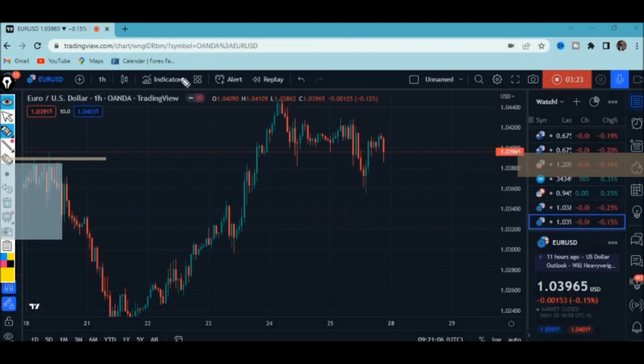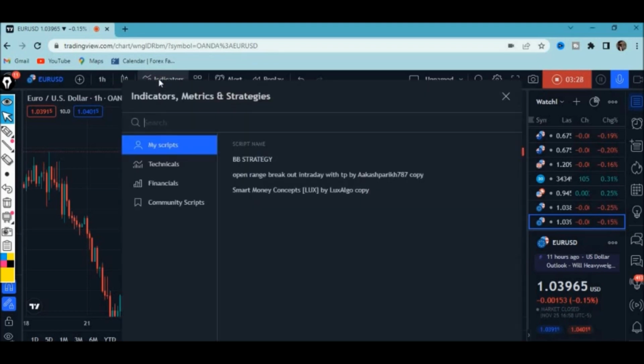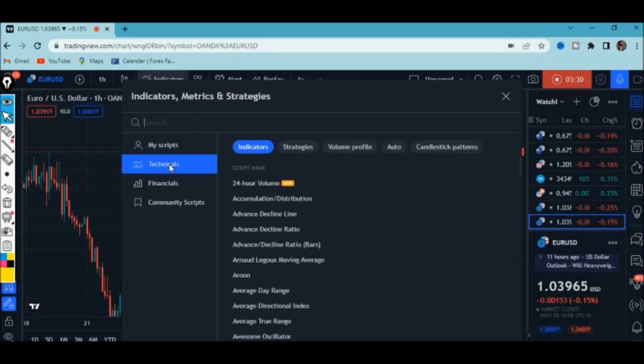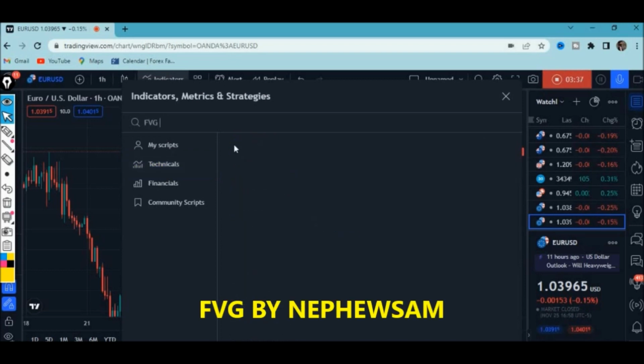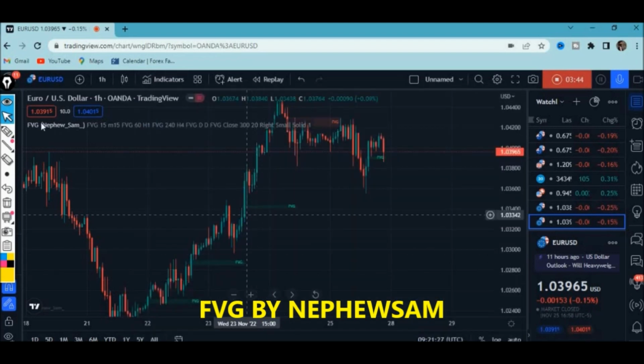So guys, you're just going to click on the indicators tab right here. Of course, we're going to use tradingview.com. Once you click on the indicators tab, under technical indicators, you're going to type FVG by Nephew Sam. Click on it. Once you click on it, this is how it appears right on your chart.